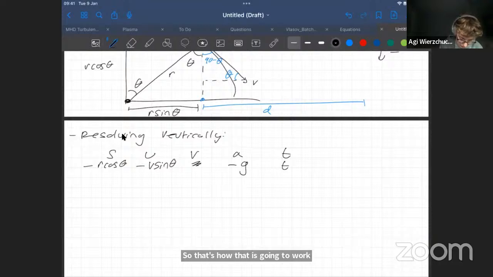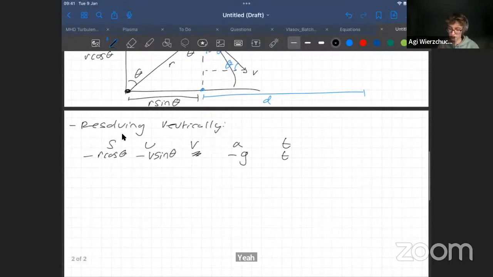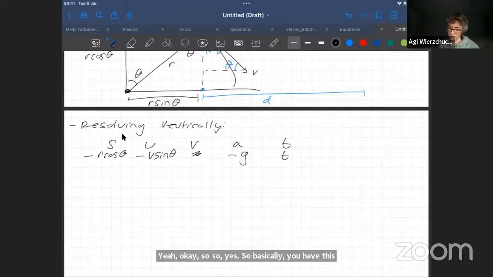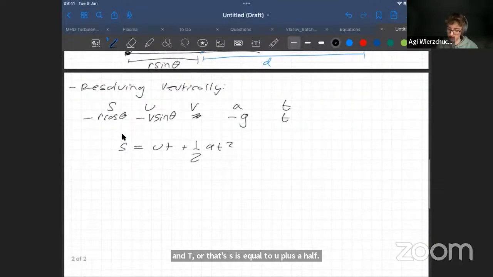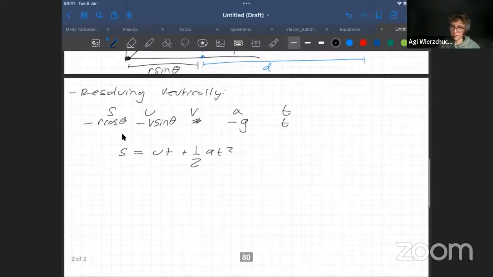So basically you have this expression, and then which Suvat equation has S, U, A, and T? Well, that's S is equal to UT plus a half AT squared. So what I'm going to do is basically trace it out again. And if anyone has any more questions, I'll go through it in the chat, right?